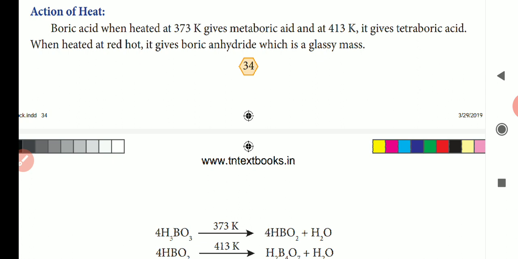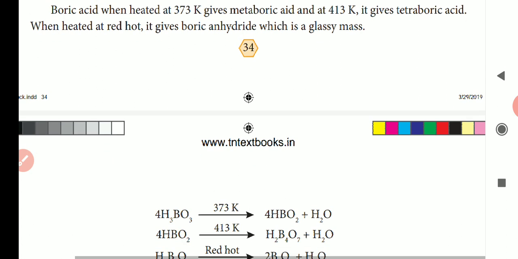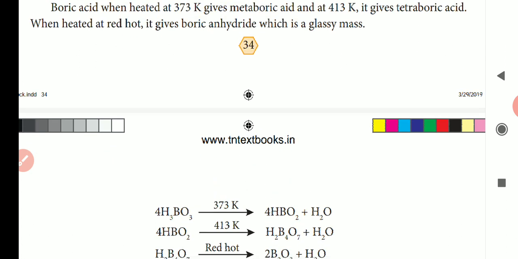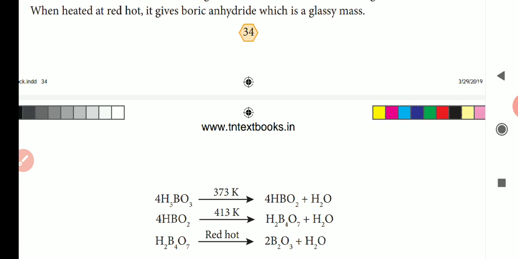HBO2 is the molecular formula for metaboric acid. Further, it can be heated at 413 Kelvin to produce tetraboric acid. When heated to red hot, it produces boric anhydride, B2O3. It is a glassy mass substance, and the boric anhydride does not contain any water molecules.